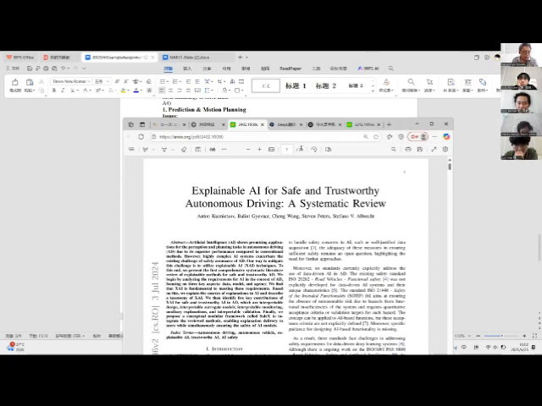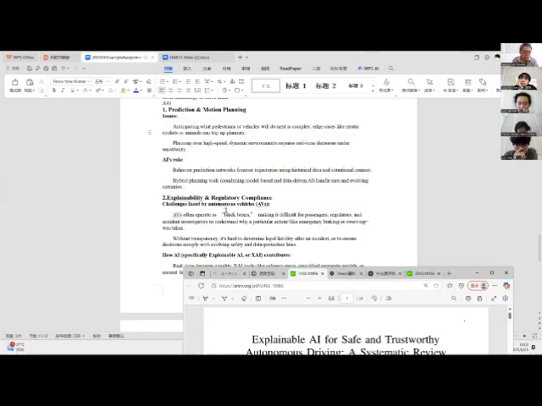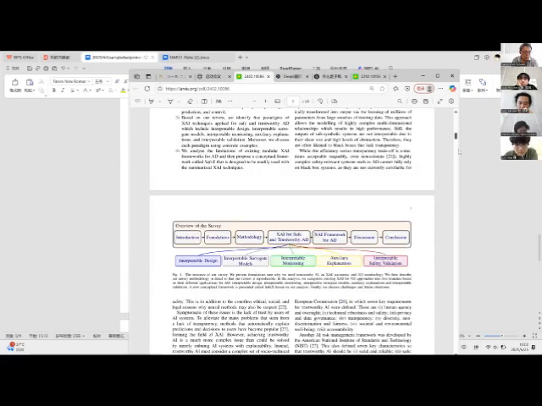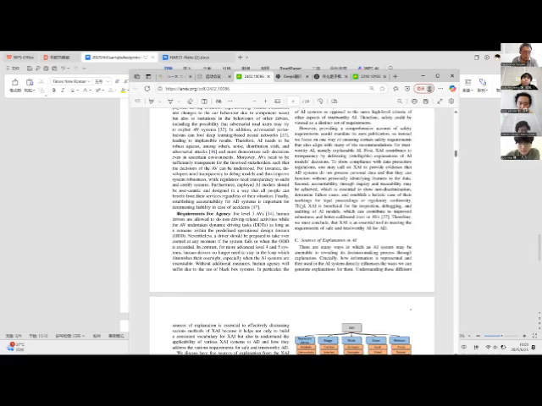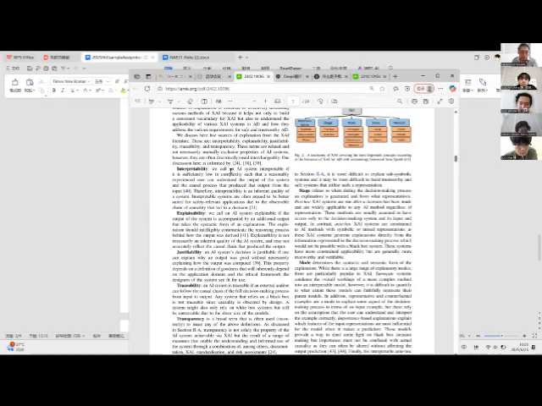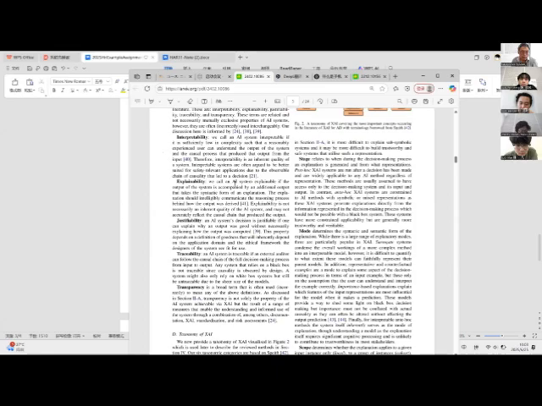And for question two, the explainability and regulatory compliance, I have this paper. I use this paper only for this part. In this part, the author gave us five points about the explainability of the AI model.